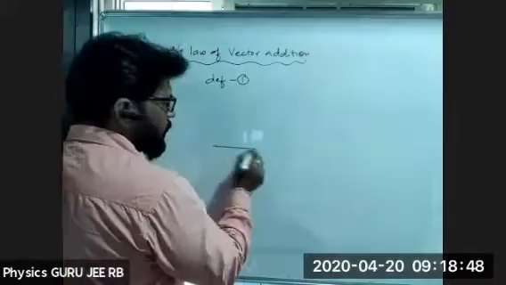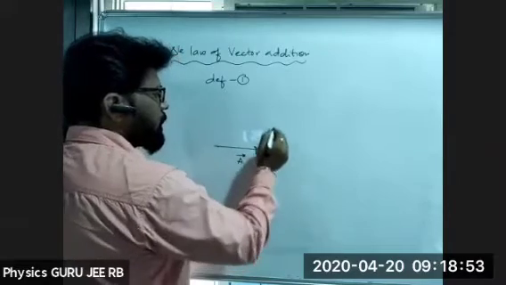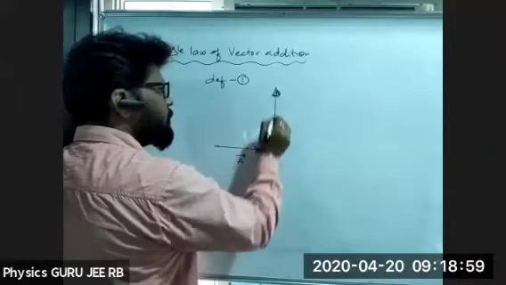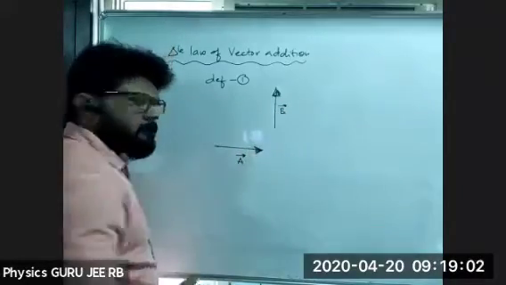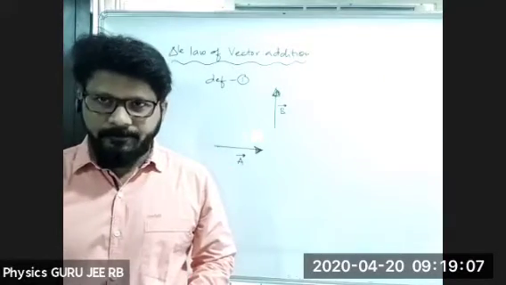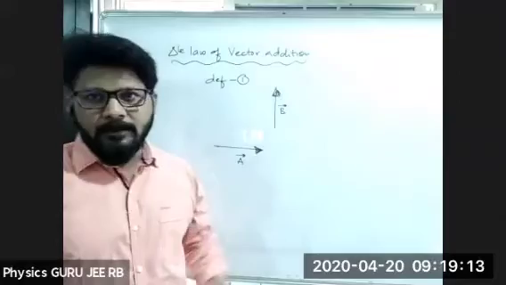Let us consider two vectors, A and one more vector, a B vector. So this is the B vector. Are you able to see clearly? Yes, all of you? Okay. Fine. So I have two vectors.